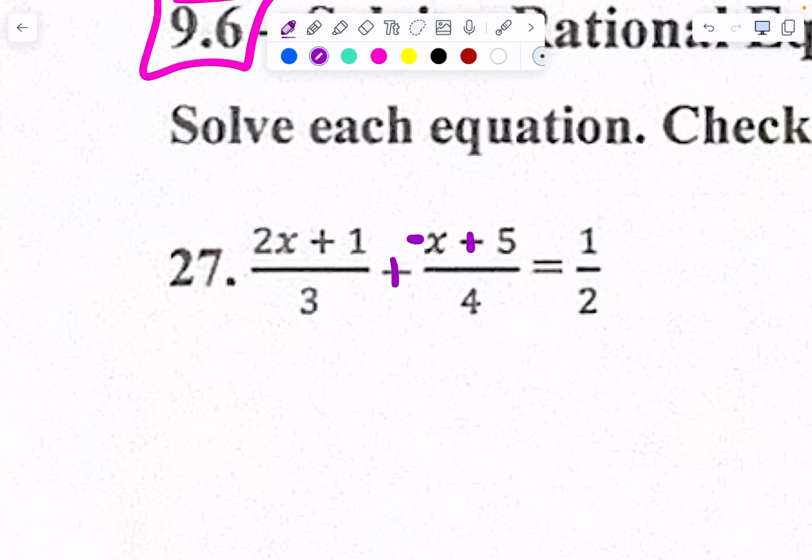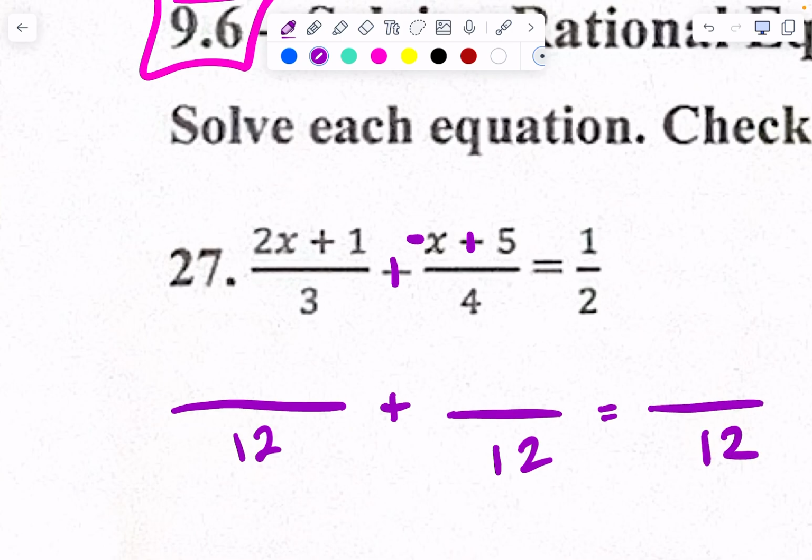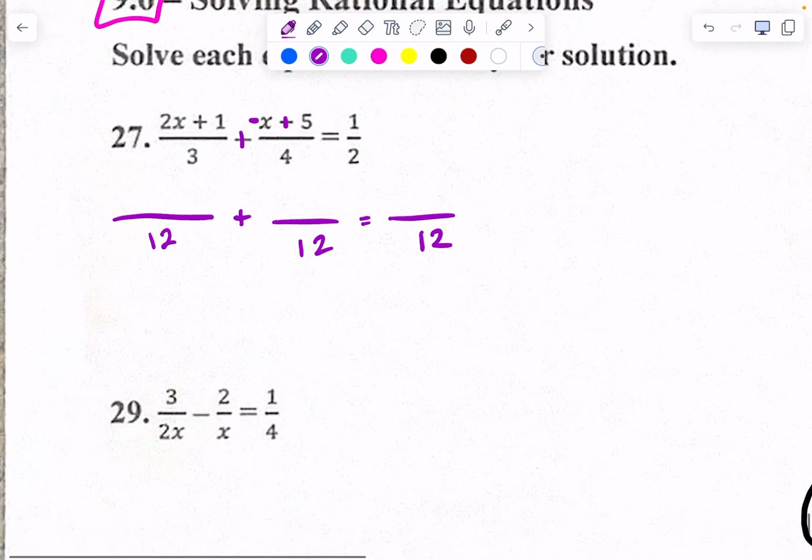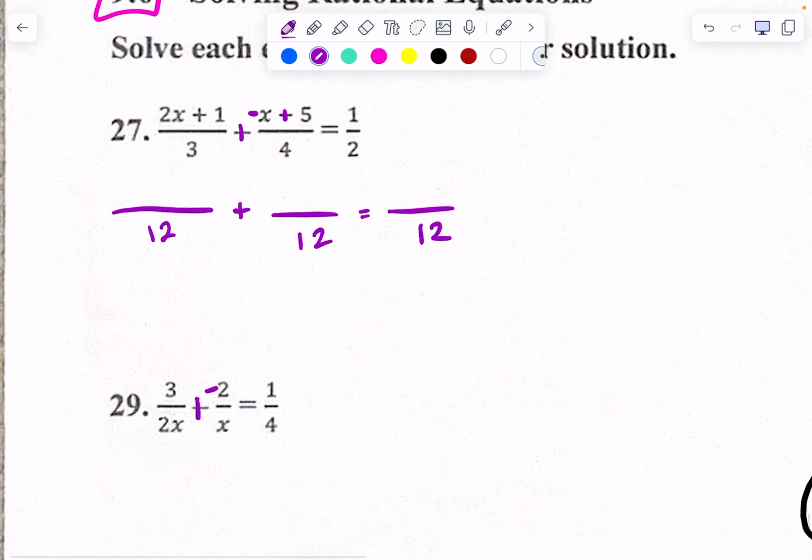Then find your common denominator. What's your common denominator, by the way? 12. Okay, that sounds good to me. So do your pieces, 12 and 12 and 12, and then multiply by what they need. You're on the right track for 27. 29, same thing: plus, minus. Do that always first, so you don't forget the minus.